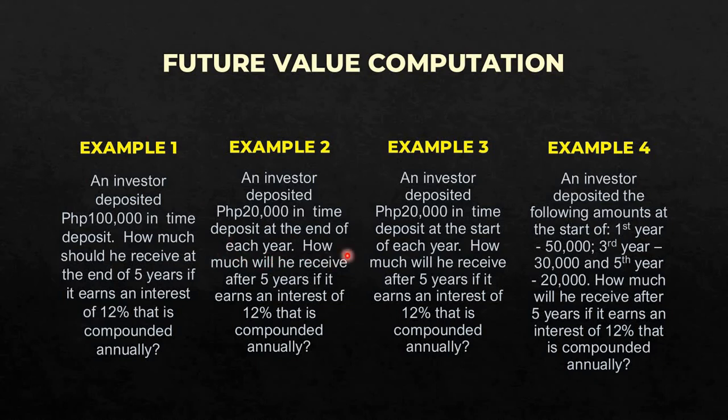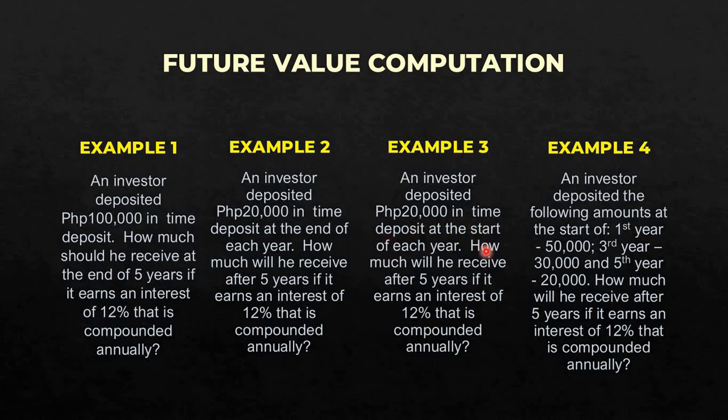Then, for example number 3, an investor deposited 20,000 pesos in time deposit at the start of each year. How much will he receive after 5 years if it earns an interest of 12% that is compounded annually? So, yung example number 3 natin ay halos pareha sa example number 2. The only difference is yung timing ng 20,000 deposit annually. Kasi dito sa example number 2, ang 20,000 will be deposited every year tuwing end ng kada taon. Pero dito sa example number 3, yung 20,000 deposit will be deposited at the start of each year.